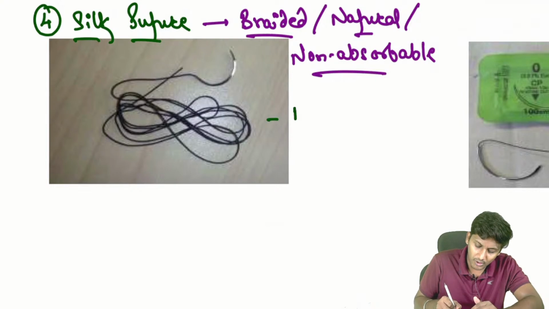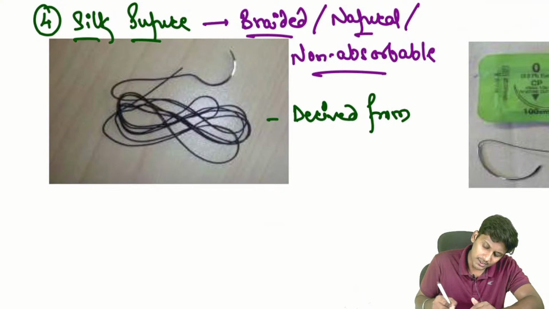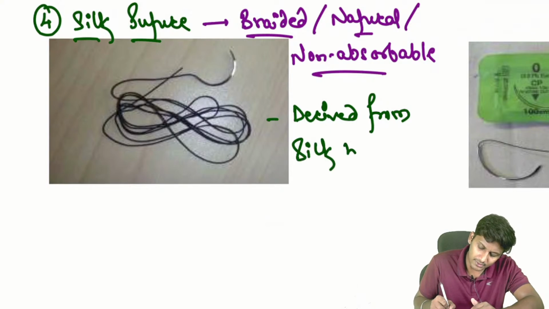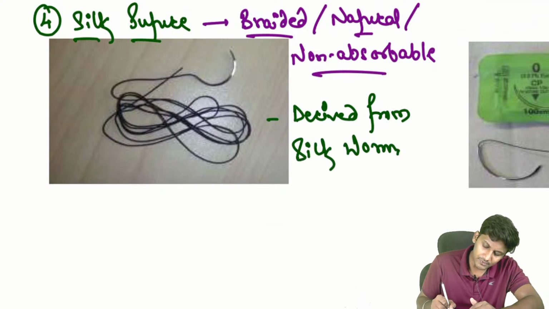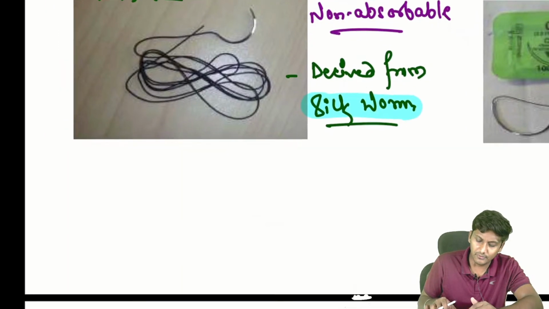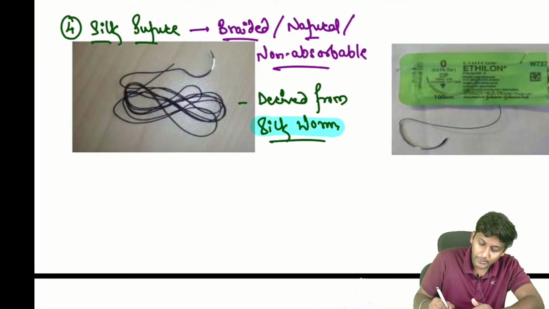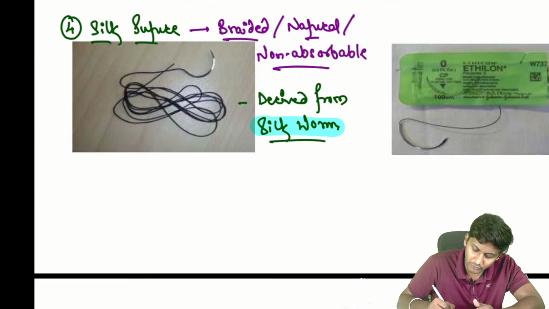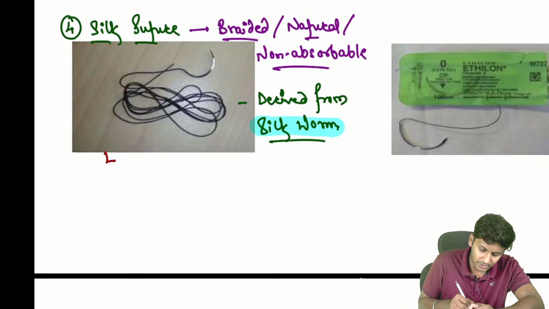It is derived from what? As I've told you, it is derived from silkworm itself. That is the reason why it is considered a natural suture. Important. What is the use of the suture? Where do we use it? So as I've told you, it is a very common suture.